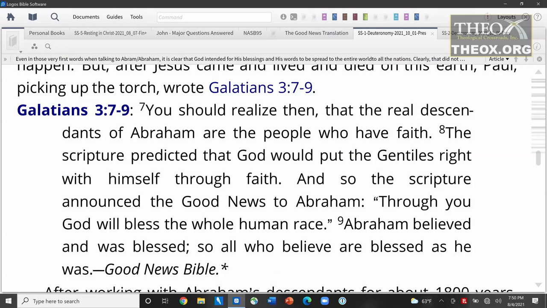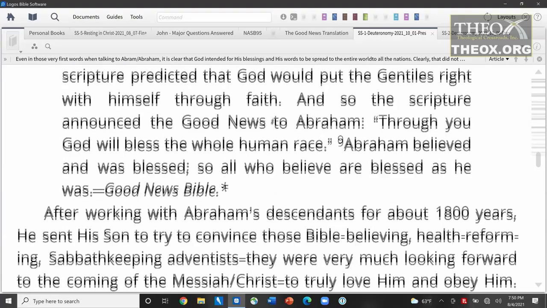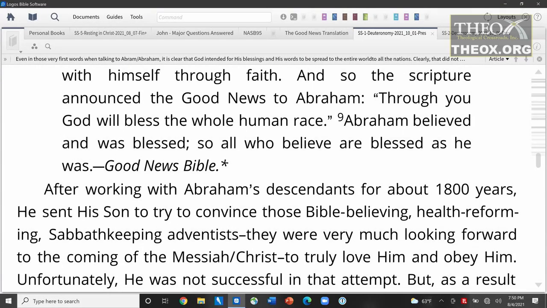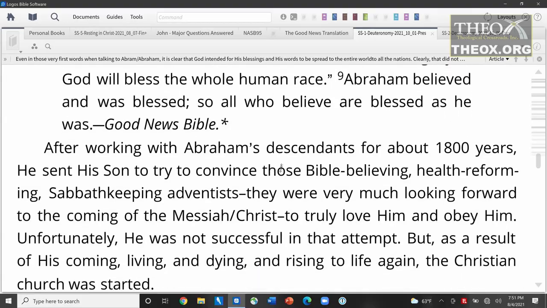But after Jesus came and lived and died on this earth, Paul, picking up the torch, wrote Galatians 3, 7 and 9. Carrie? You should realize then that the real descendants of Abraham are the people who have faith. The scripture predicted that God would put the Gentiles right with himself through faith. And so the scripture announced the good news to Abraham. Through you, God will bless the whole human race. Abraham believed and was blessed, so all who believe are blessed as he was.